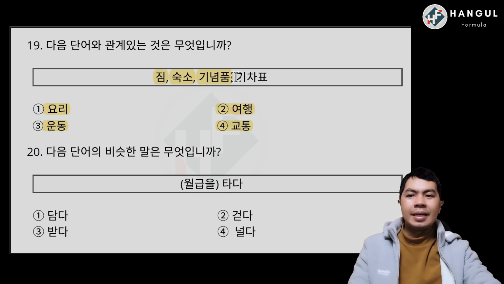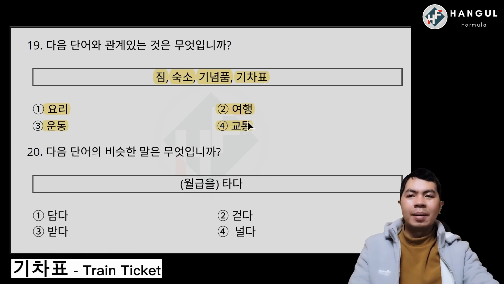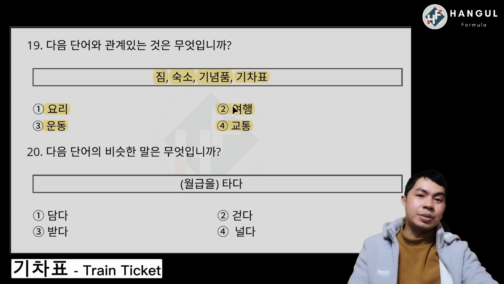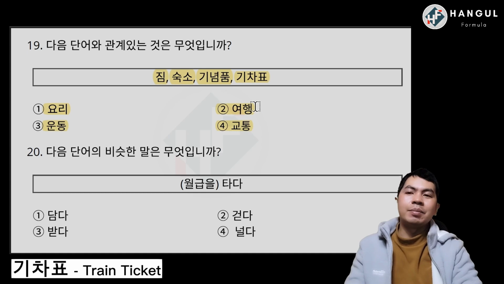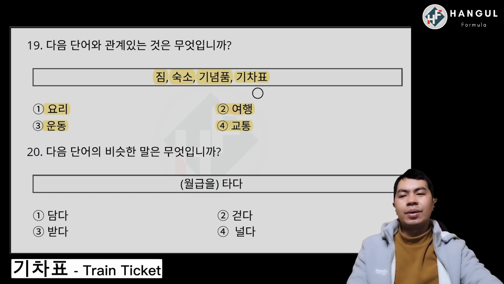Okay? And the next one is kichapyo. It can be related to kyutong, kasi kicha is train and pyo is ticket. So train ticket, but still related pa rin sa yoheng. Trip. Diyan tayo sasakay, kung ang pupuntahan natin ay by train, by bus, by airplane. Okay? So yoheng is the only answer for these words.